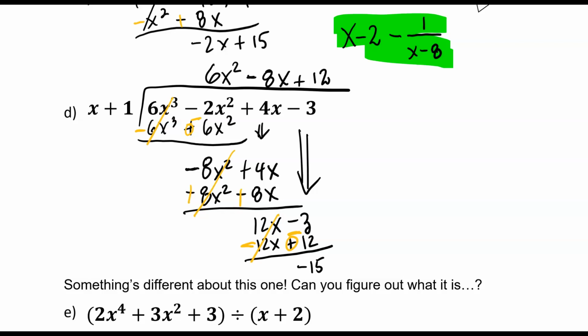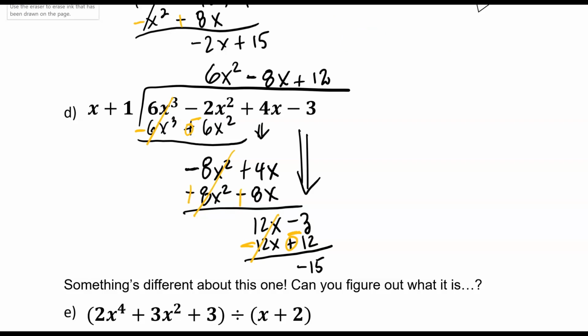So how do we write this? Well, again, this is our quotient. We put plus negative 15 over x plus 1.